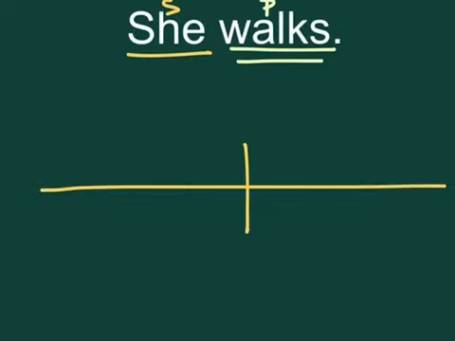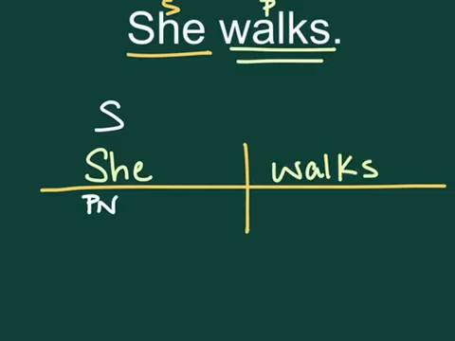We start with a straight line that's divided in half like this. The subject goes on the left side. We're going to put S above it for subject. Now we also have to label it for its part of speech. I'm going to put PN below it for pronoun. On the right, we put the predicate, walks. I'm going to put P above it for predicate and V below it for verb. And that's it. You've just diagrammed a sentence.